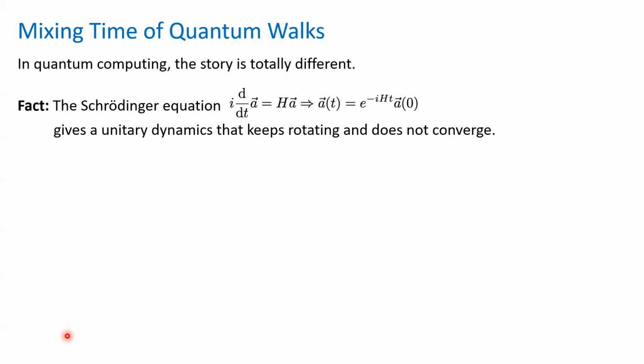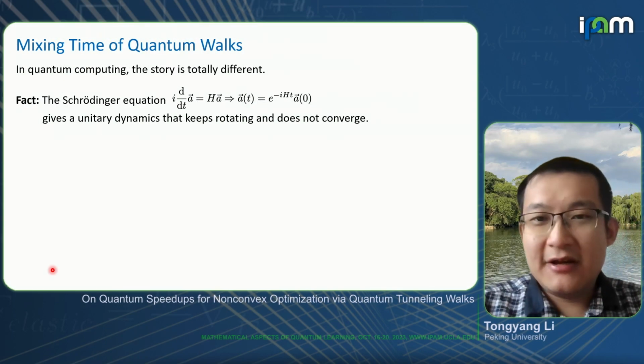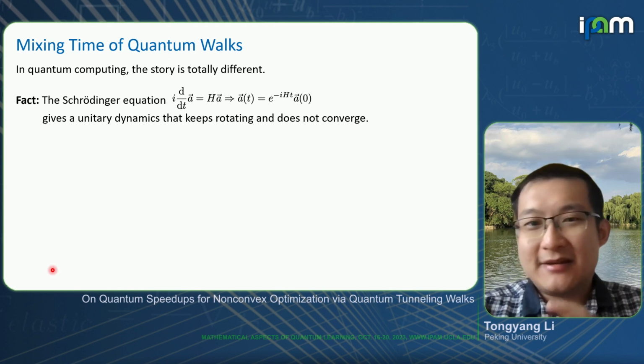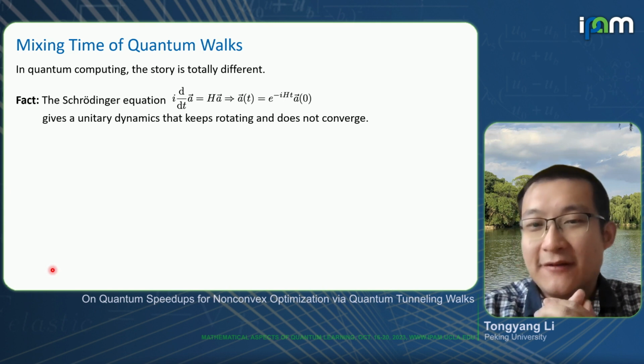But for the quantum walk, the story is totally different. As one of the audience just asked, the Schrödinger equation is a unitary dynamics. In general, it just keeps rotating and does not converge.